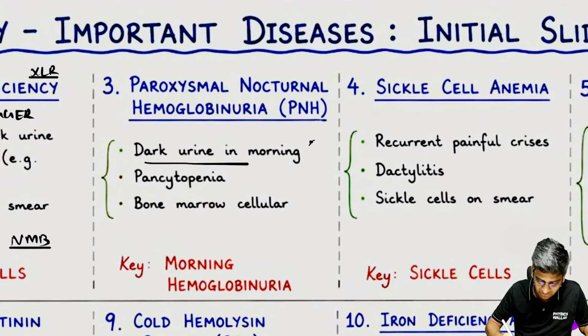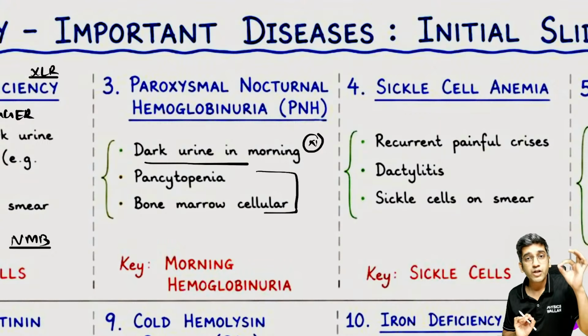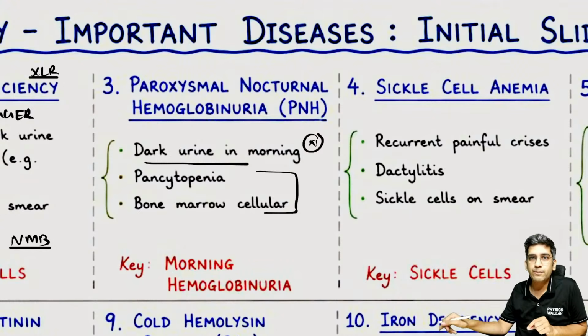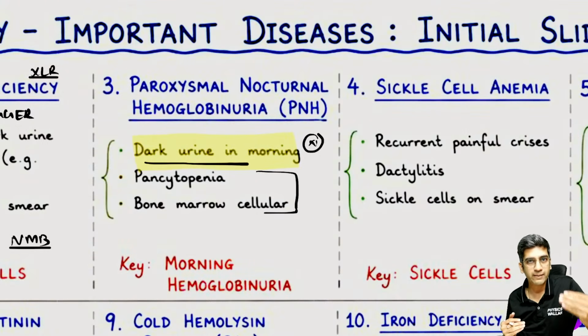Dark urine in the morning. Very, very, very important. And the next two are even more important when you come to NEET PG. You have a pancytopenia in the peripheral smear, but the bone marrow is cellular. Hypercellular or normocellular doesn't matter. Pancytopenia generally will have a hypocellular marrow because of aplastic anemia. Cellularity increase in the bone marrow plus pancytopenia is diagnostic of paroxysmal nocturnal hemoglobinuria. But I would always insist on being very strong in the history. Early morning, first urine hematuric, next urine normal is your PNH, right?